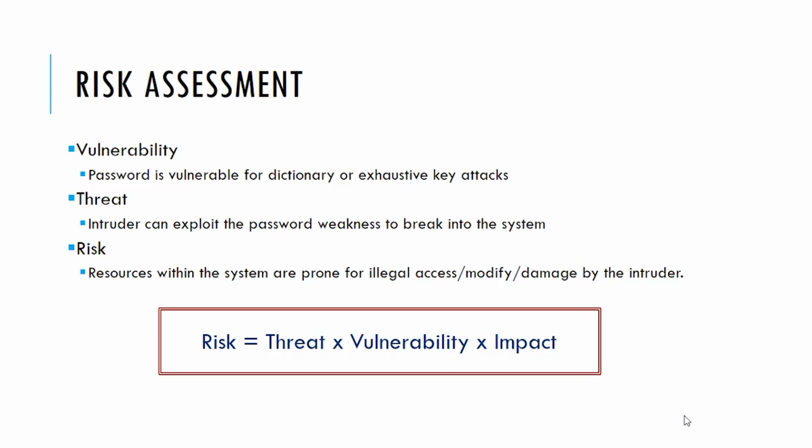If it is weak and the threat exists, then the risk is very high. The resources within the system are prone to illegal access, modification, or damage by the intruder. This is the risk. If the threat is high, the vulnerability is high, and the impact is high, you have a very high risk. Sometimes you have a very high vulnerability but a low threat, so you have a low risk. Sometimes you have a very high threat, very high vulnerability but a very low impact. Nothing will happen if this password has been guessed, so the risk here is low. Risk is high when the three parameters are high: threat, vulnerability, and impact.